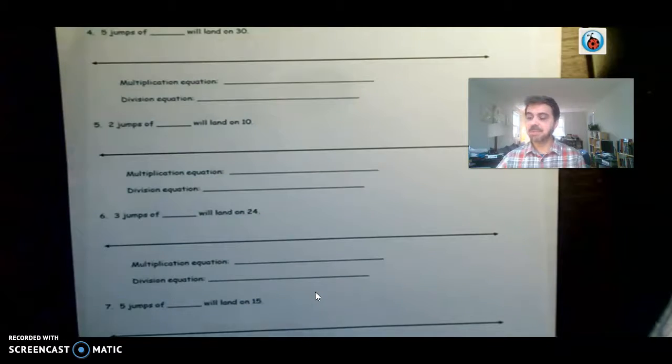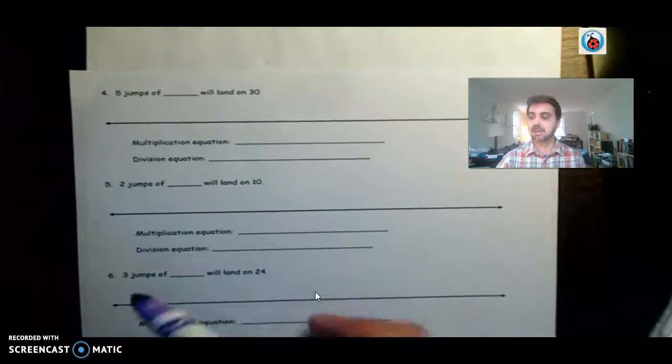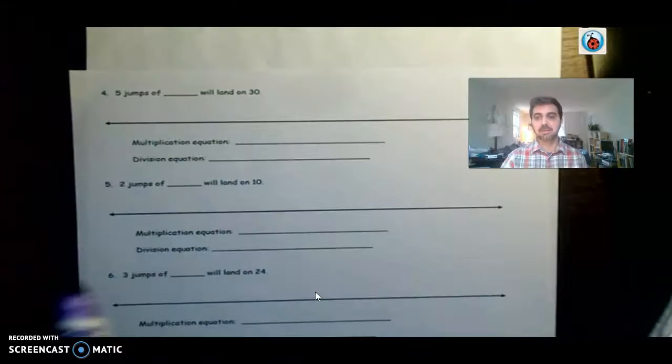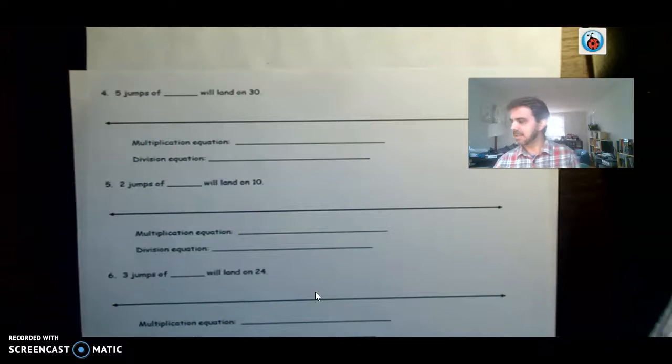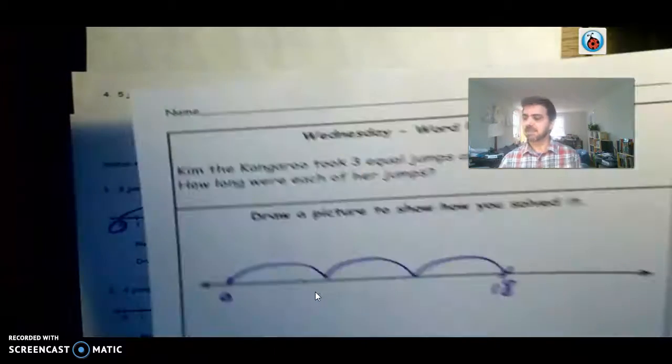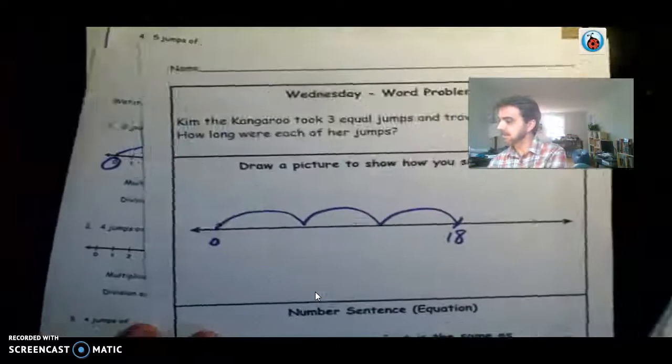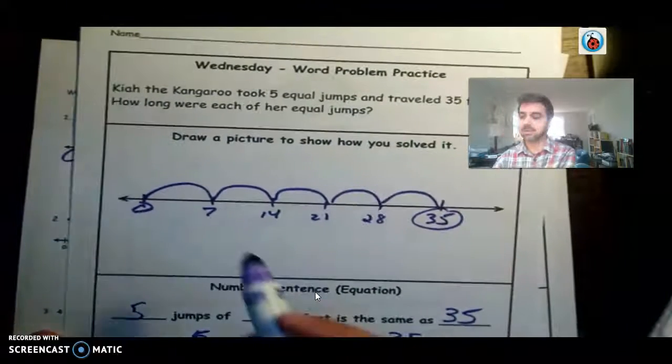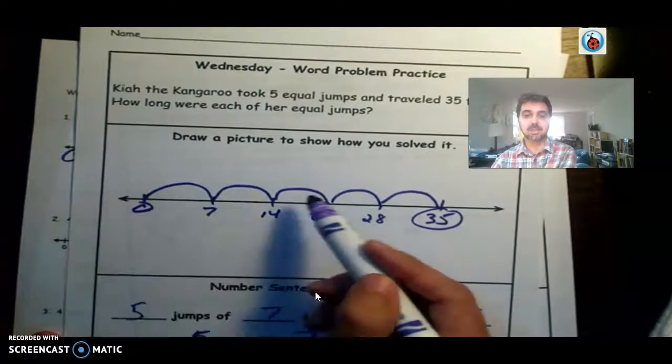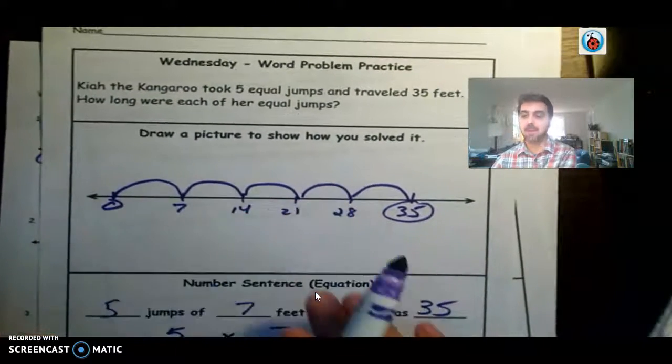And then on this page, it's the same thing, but it's an open number line. So you have to write in the numbers. Don't write in all the numbers. Just do it the way I did it for the word problem, right? Just the numbers that you need to show. Like I didn't do 1, 2, 3, 4, 5, 6. Just the numbers that you're skip counting by, that you're hopping by.